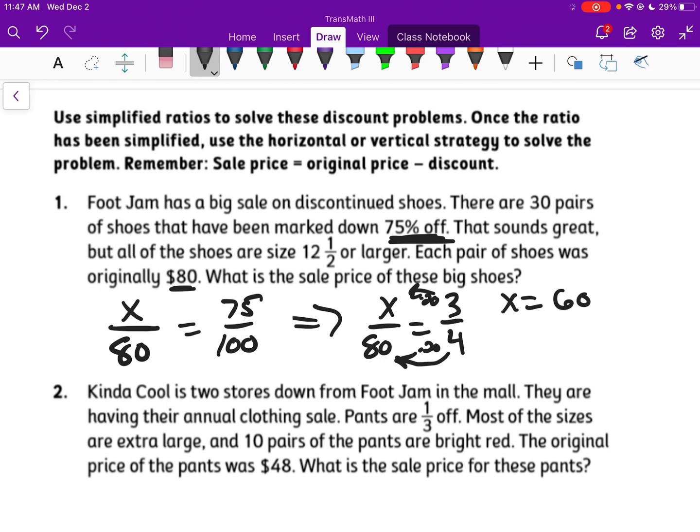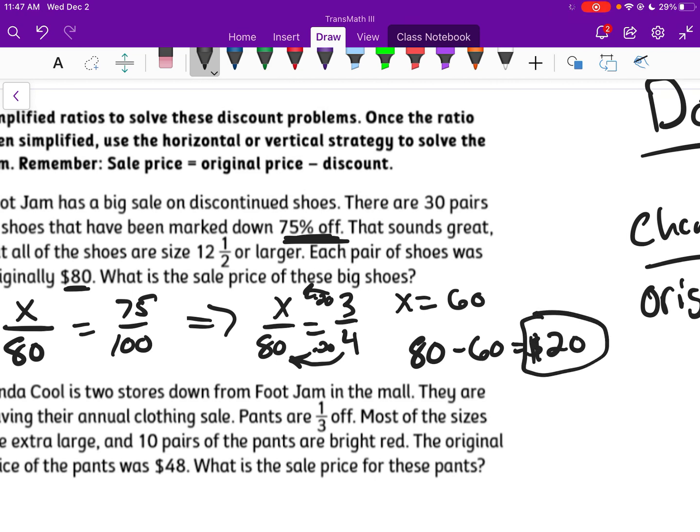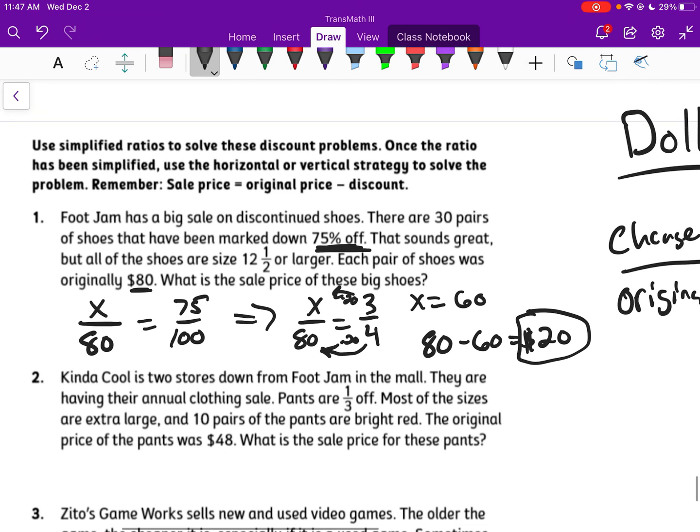Now remember, that is your discount. If we're asking for the sale price, it's always the original price, which in this case was 80, minus that discount to give you the sale price. So you are going to pay $20 for that pair of shoes.